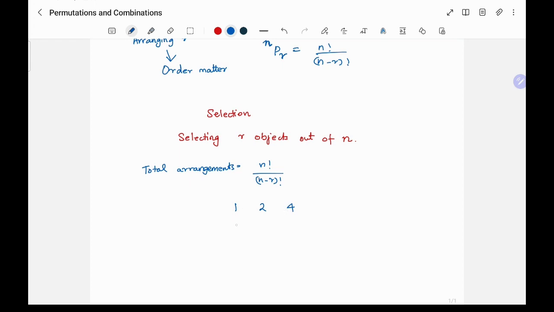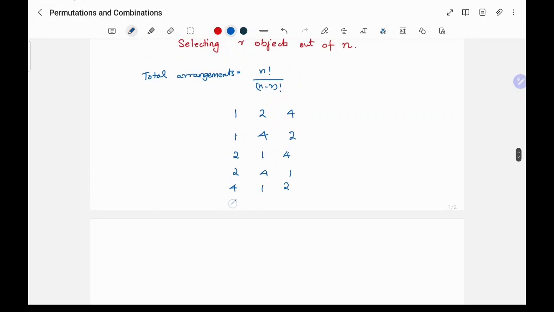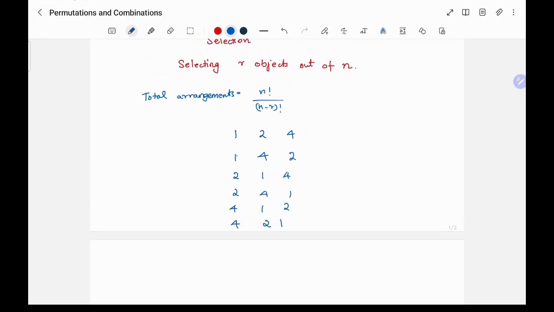So if I have 4 here, what will I have? I can have 1 fixed, and 2 and 4 I can exchange, 4, 2. Then I can bring 2 to the front and shuffle between these two, right? 1, 4, 2, 4, 1. And then I can bring 4 to the front and shuffle between 1 and 2. So in how many ways is this done? It is equivalent to selecting, ordering, or arranging 3 objects out of 3.